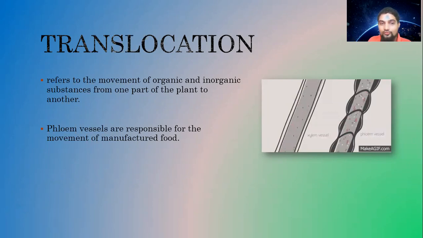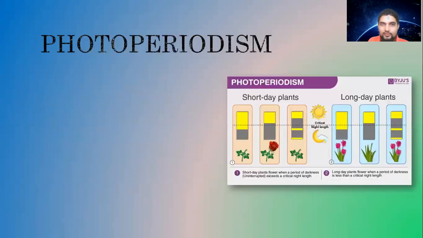So translocation means that the food moves from where it is made to where it is needed and where it can be stored. For example, it's made in the leaf. The root might need some of the food, so the food is translocated through the phloem and goes to the root, and the root uses up that food or probably stores the excess food. So that's pretty straightforward. We have other physiological functions of some plants, photoperiodism.